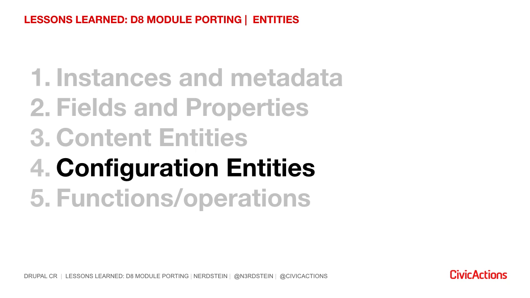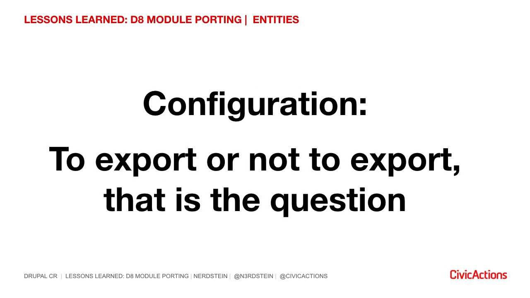What's an example of that? If I want to deploy my site with a new taxonomy menu, that is a configuration entity. I want that to be in the file system and I want to deploy it. I don't want to have to create the content for it in every system. So when you're trying to determine whether you want content or config, you would ask: to export or not to export, that is the question.